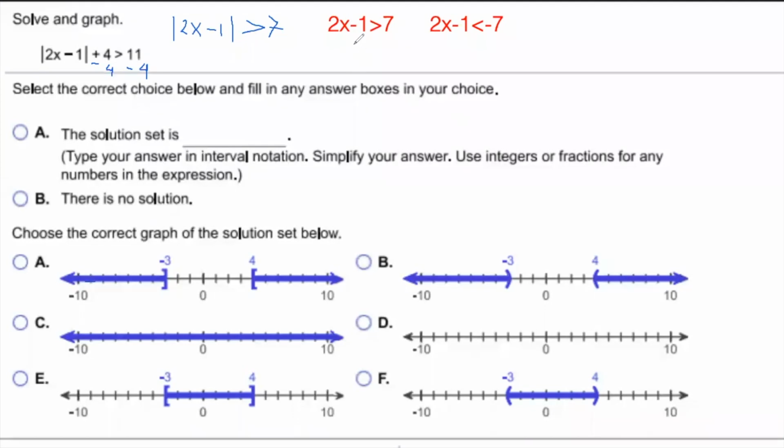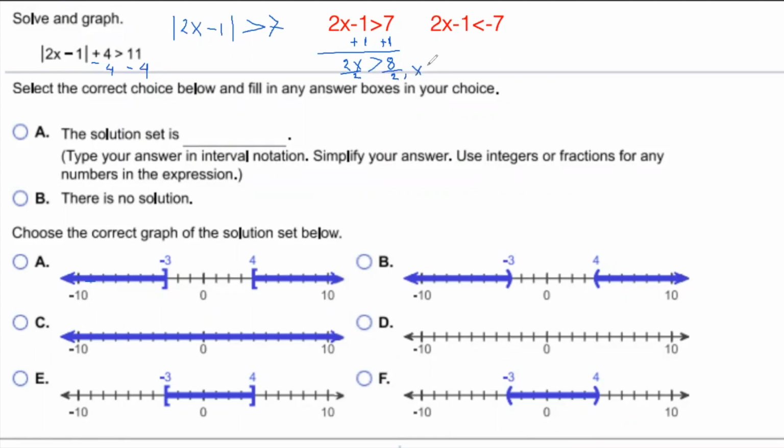Now to solve it, we have to move this 1 to the other side. So add 1 here to get rid of this 1, and here also. After adding 1, we get 2x is more than 8. And if you divide by 2 on both sides, then we should get x is more than 4. From here we get x is more than 4.